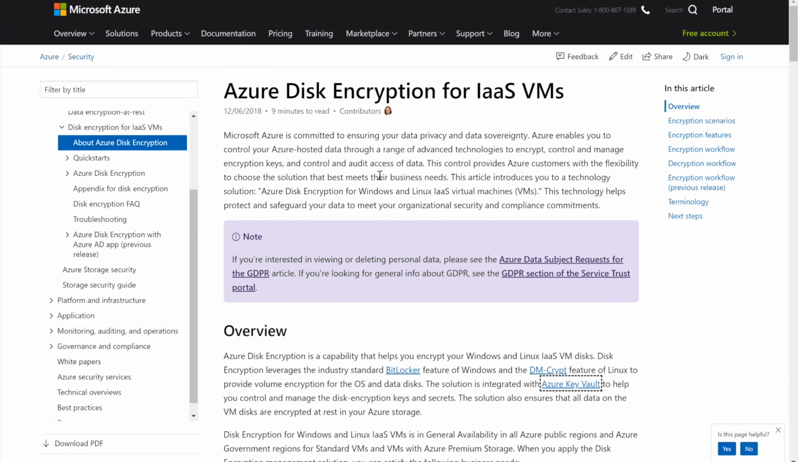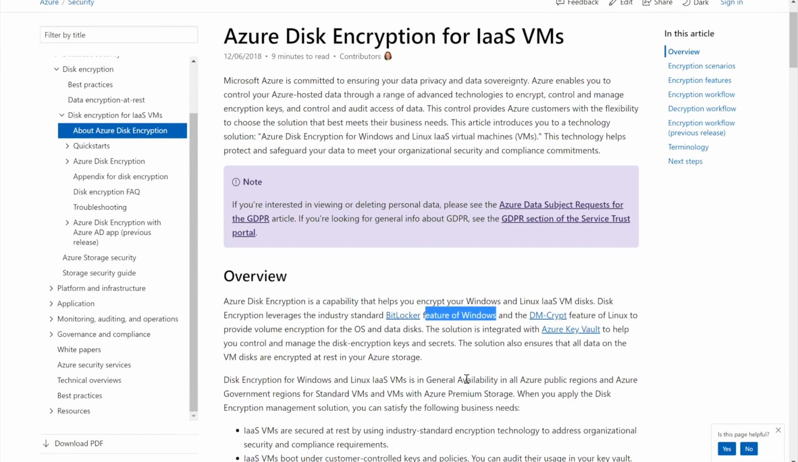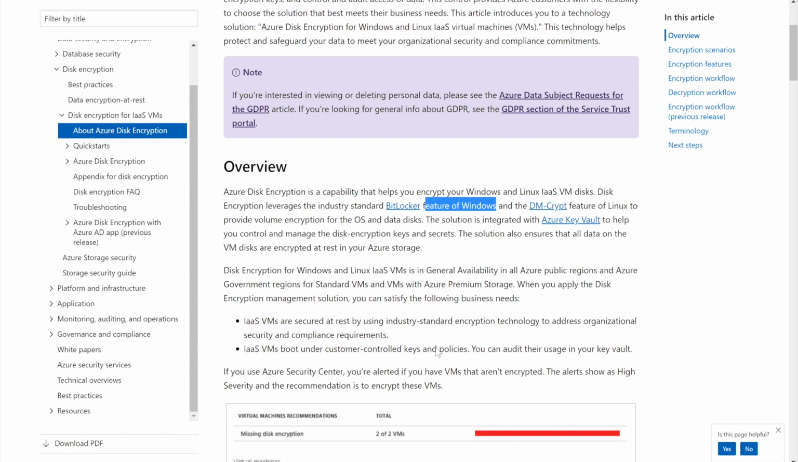The thing to keep in mind about disk encryption is, as I mentioned, it's done using Bitlocker, which is a feature of Windows. So it's something that runs within the operating system and encrypts the disks at the OS level. And it is something that can be triggered with PowerShell from within the Azure administration portal. You could do it all command line from outside of the VM. You don't have to be inside of the VM to do it, but it is a feature of Windows.